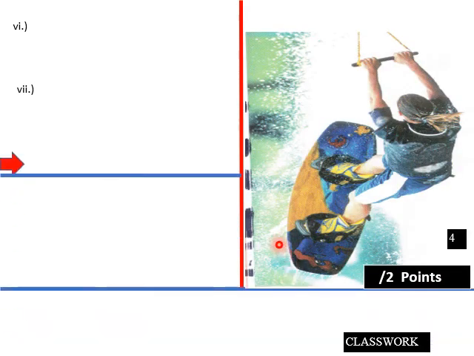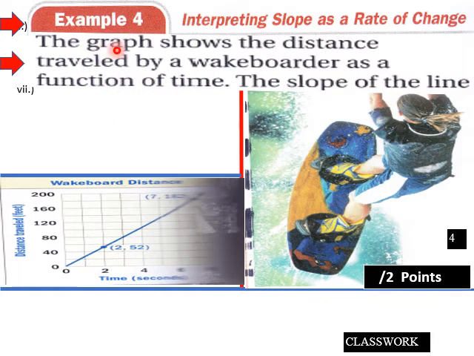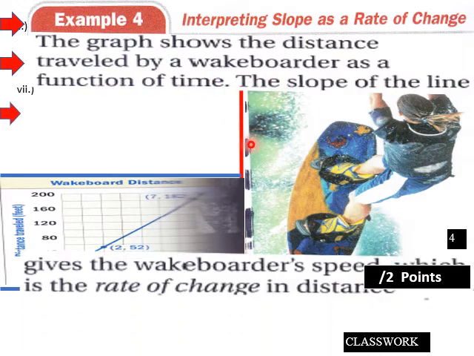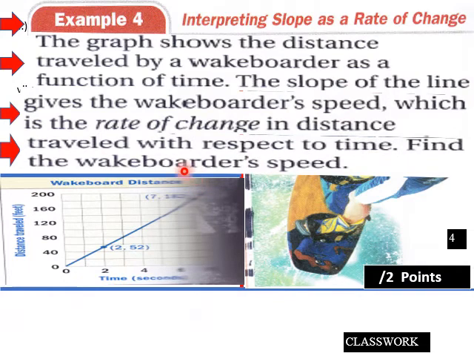Let's go into another example: interpreting slope as the rate of change. The graph shows the distance traveled by a wakeboarder as a function of time. The slope of the line gives the wakeboarder's speed, which is the rate of change in distance traveled with respect to time. Find the wakeboarder's speed.